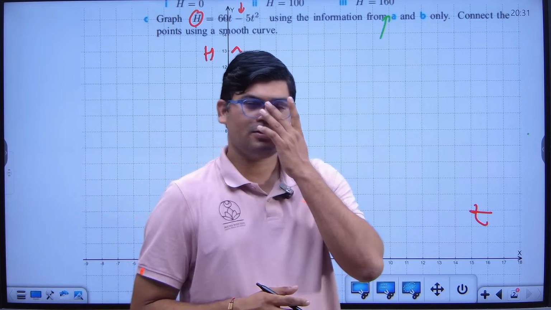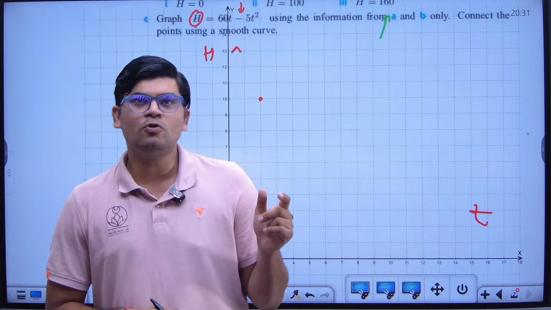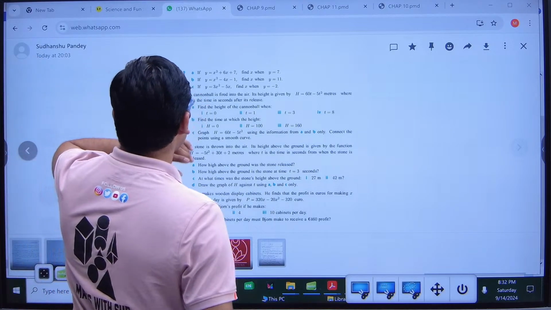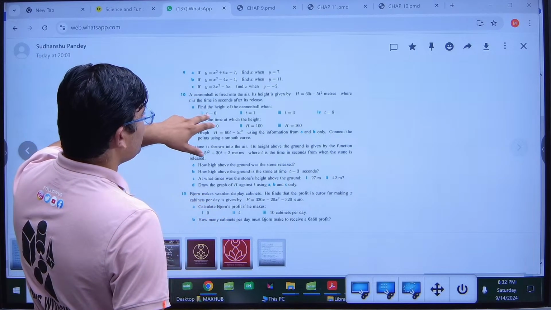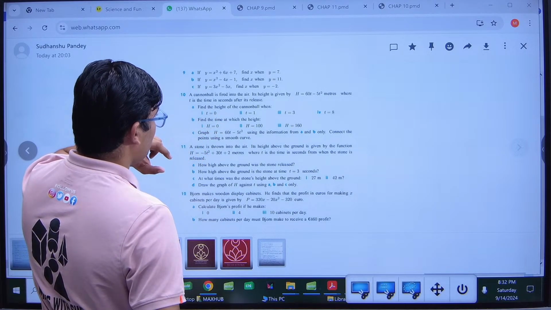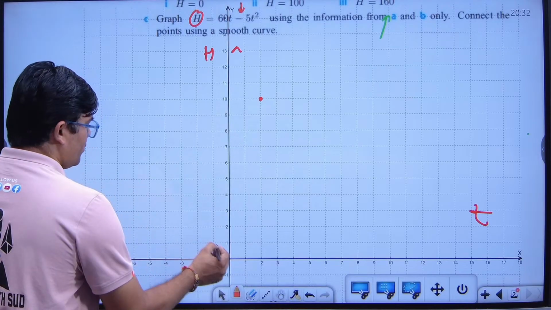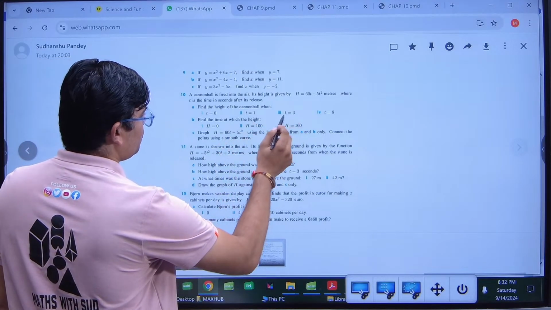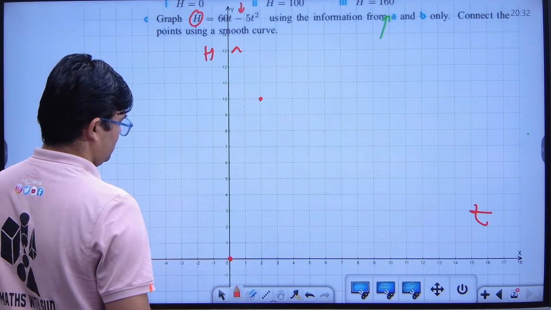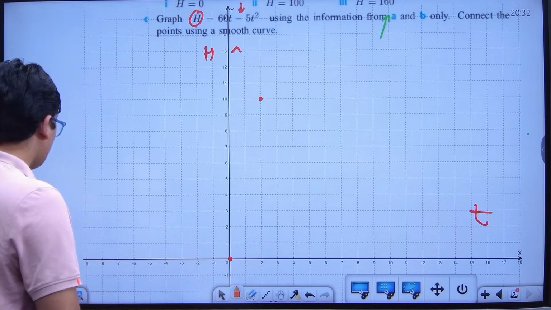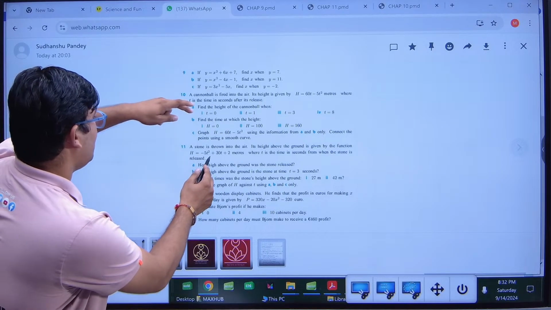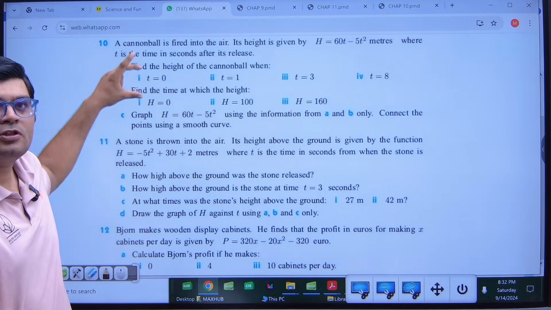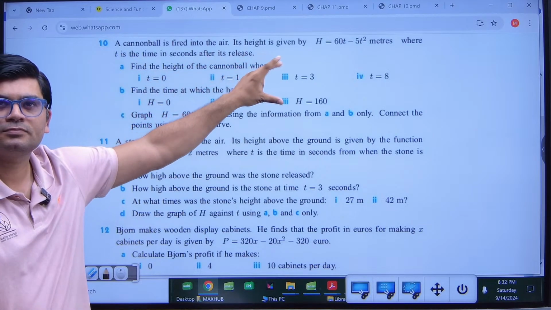There was one more point, I think. You told me two points for the first part only, I am asking. When t was 0, h was 0. So the first point is 0 comma 0. And when t is 1, what was the value of h? Can you tell me all of the points? Can you read the question properly? The question is saying: graph h is equal to 60t minus 5t square using the information from a and b only. So these are the values that you will use.